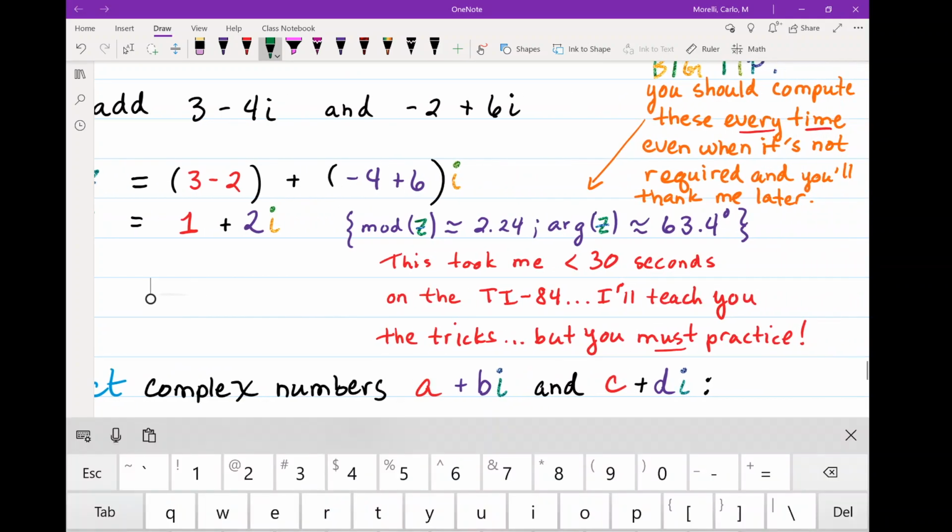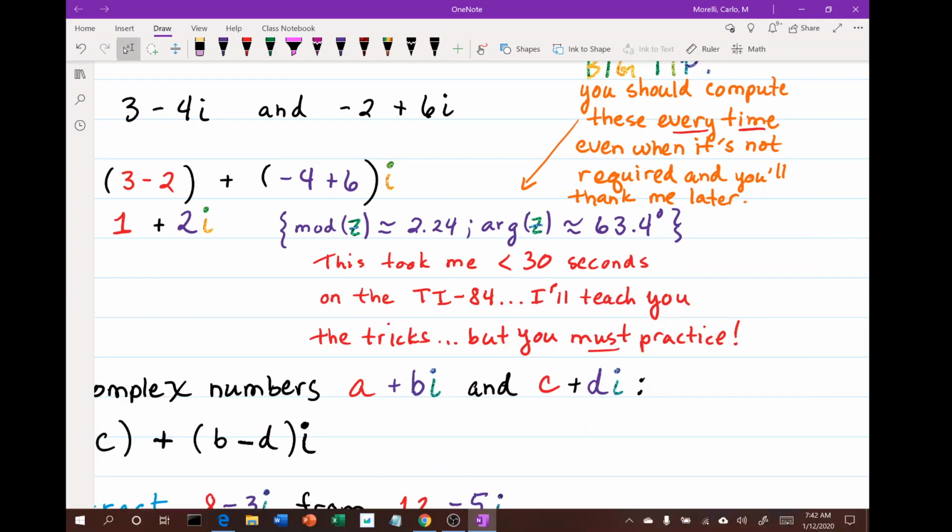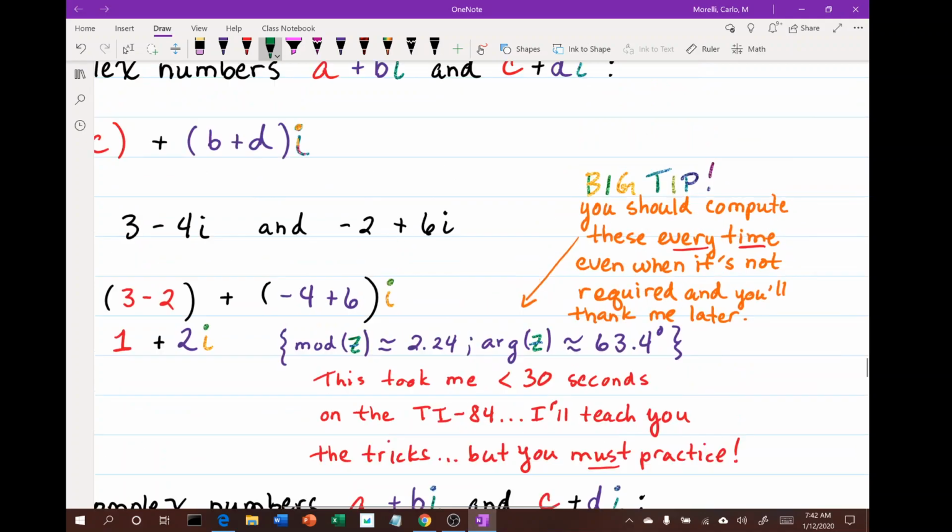And I have a little note here. This took me less than 30 seconds on the TI-84. I'll teach you the tricks, but you must practice. So this is my big tip to anyone learning this. You should compute the modulus and the argument for every complex number problem you solve, because the more you do it, the more you'll understand it. The less you do it, the less you'll understand it.